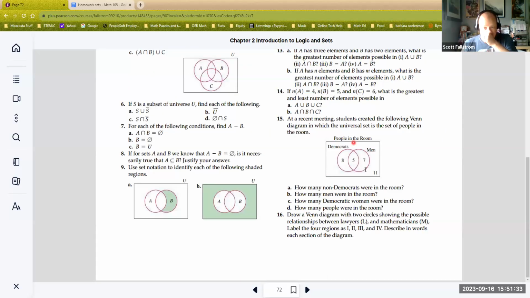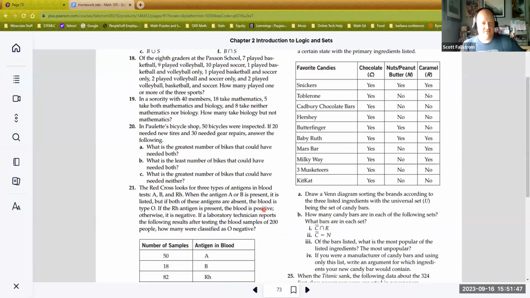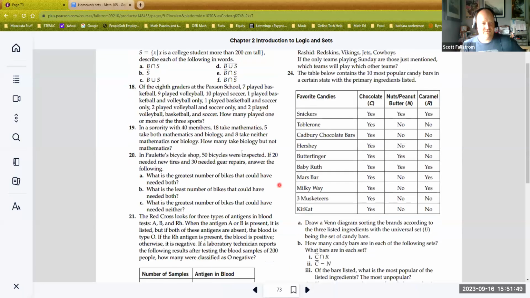Oh, let's see here. There's one with the how many non-Democrats? Well, just put your thumb over the Democrat piece and say, well, it looks like 18 were not Democrats. Okay. Was there anything else from this one? Sorority with 40 members, 18 take math, 5 take math and biology, 5 take neither math nor biology. How many take biology but not math? Okay, so once again, there's a little piece here.